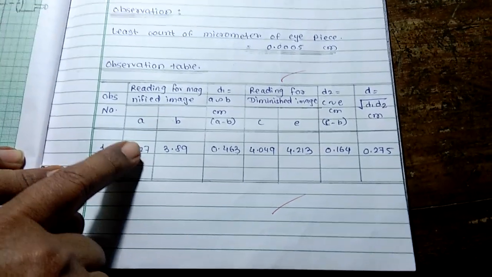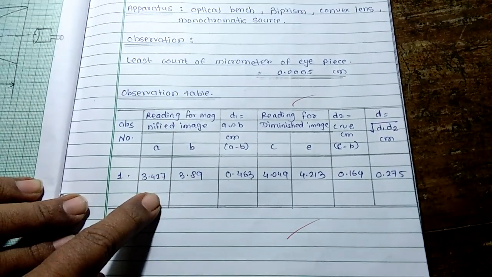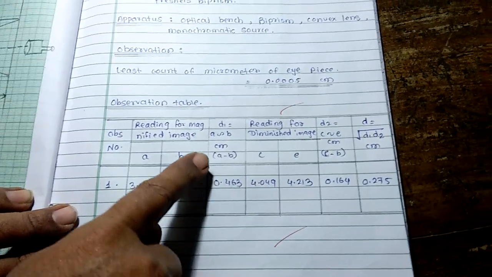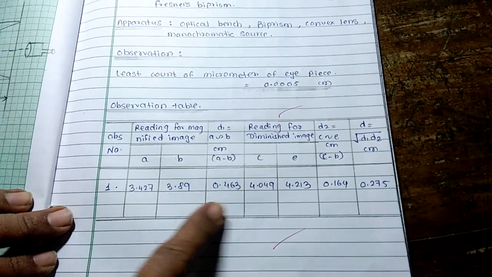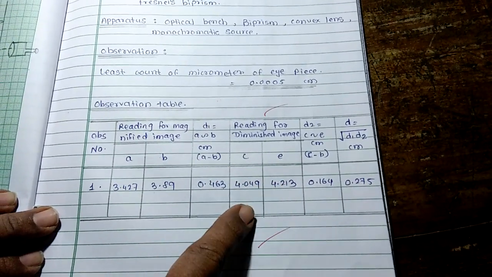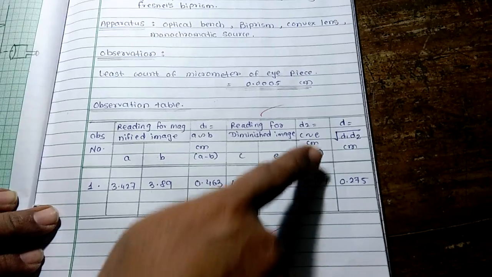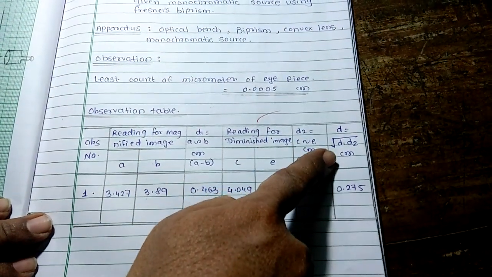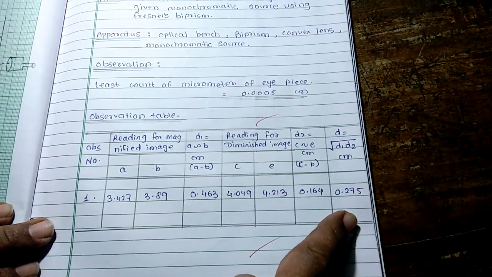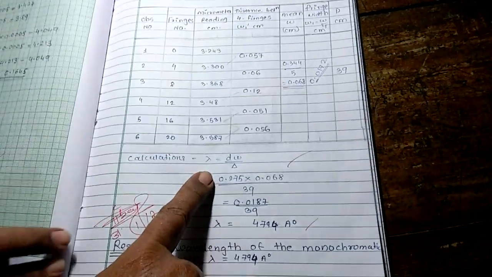Magnified images: A is the left reading, B is the right reading. The difference of these two is D1. Then reading for diminished images, C and E, the difference for these two is D2. And small d is equal to the square root of D1 D2. Substitute this value of small d in the given formula.